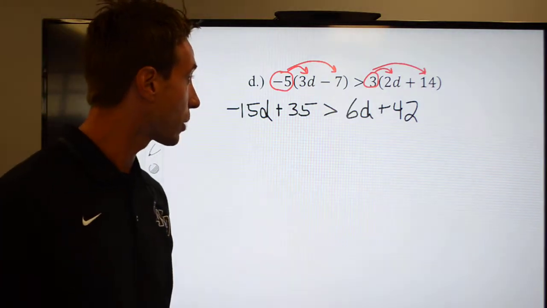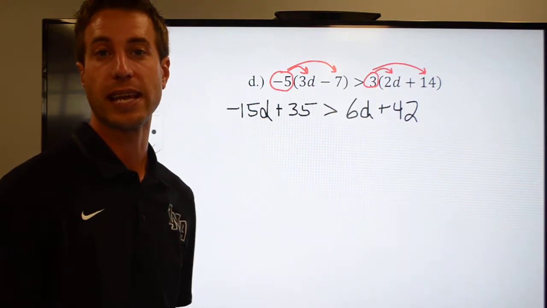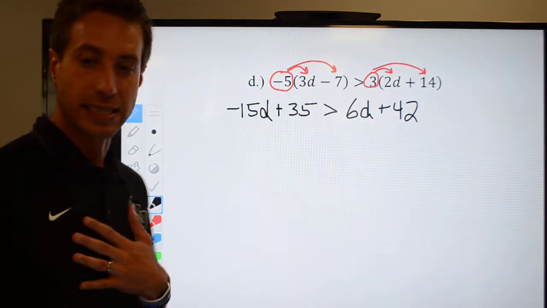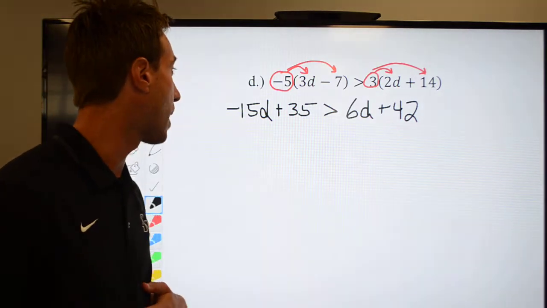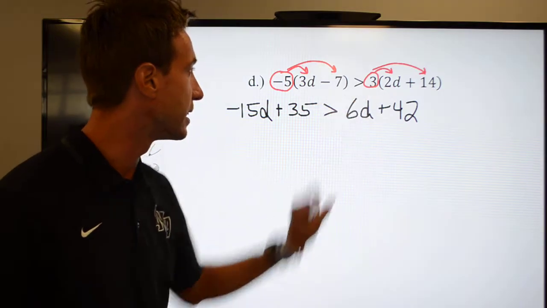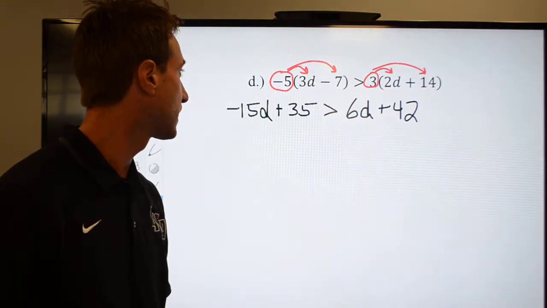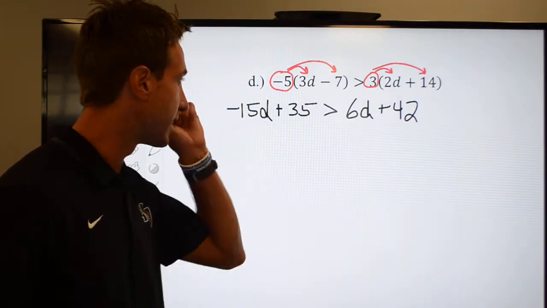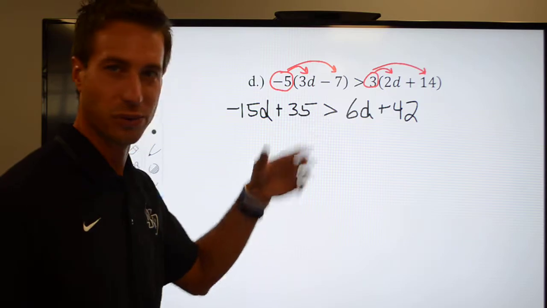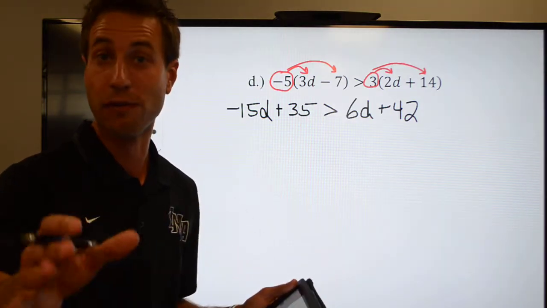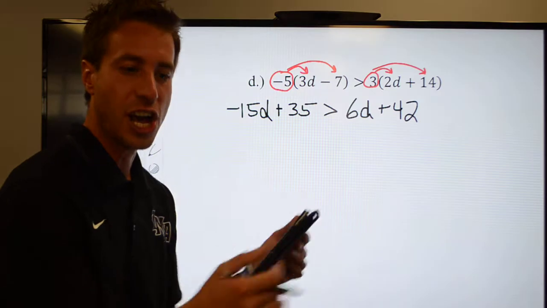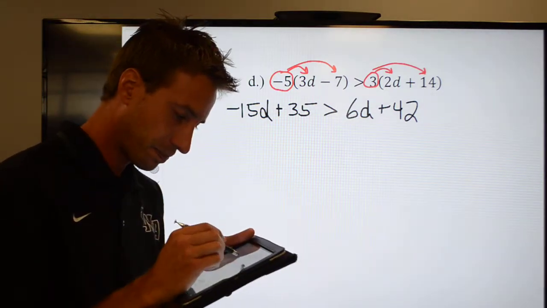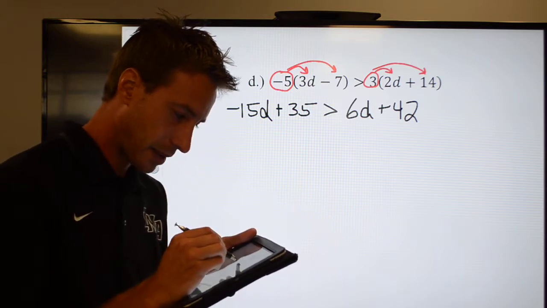Well, at this point, it looks like what I'm going to want to do is group like terms on the same side of the inequality, and we'll go from there. I like to keep my numbers positive, so we're going to move the 6d to this side. That way I avoid negative numbers. Remember, whenever you have negative numbers, you have to flip the inequality. Here we go. Let's move this guy over here.